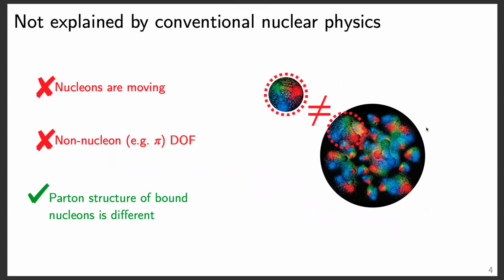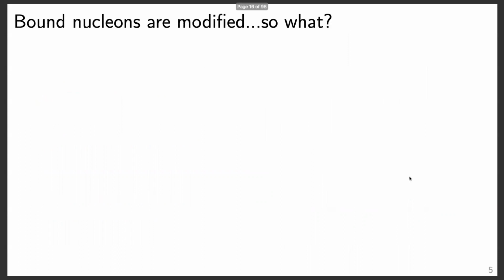And so the idea you're left with is that the actual parton structure of the bound nucleon is different. You have a free nucleon, this has some parton structure, you put it in the nucleus and it's different. And so here we are 40 years later, and we still don't know what is causing this. So there are two big implications of that statement.